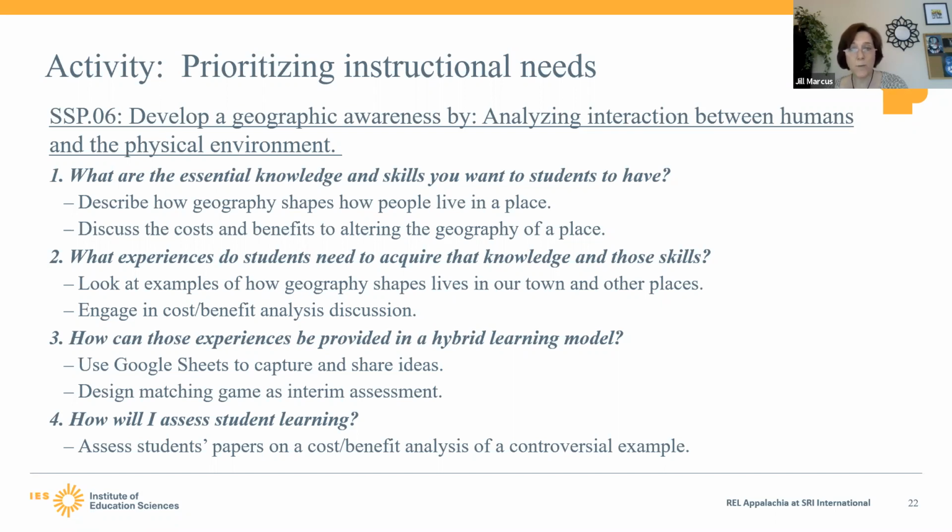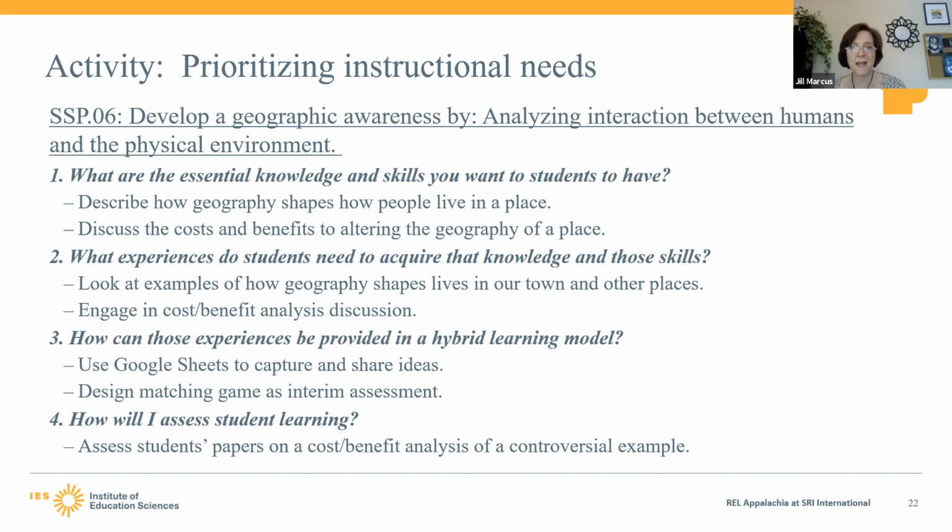So then I need to think about what experiences students need to acquire that knowledge and those skills. So I would have them look at how geography has impacted our town where we live and discuss whether, for example, we should turn the local pond into a swimming hole with a beach. And then I would also want them to examine how other cities and towns throughout the world are impacted by their geography. Now, the question is, how can these experiences be provided in a hybrid learning model?